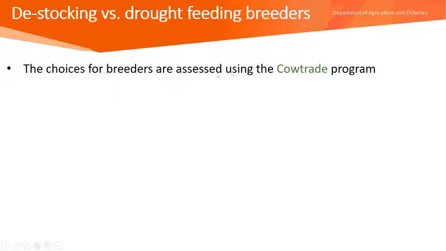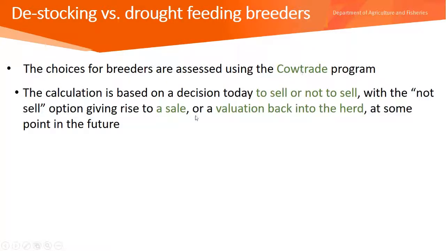So the choices for breeders are assessed using the cow trade program. We said that the calculation is based on a decision today to sell or not to sell. So I can sell them now or I don't sell them, with the not sell option giving rise to a sale or a valuation back into the herd. So if we keep the cattle, we've got to look at the inventory valuation over time. When they come back into the herd, we value them back into the herd to complete this calculation at some point in the future.